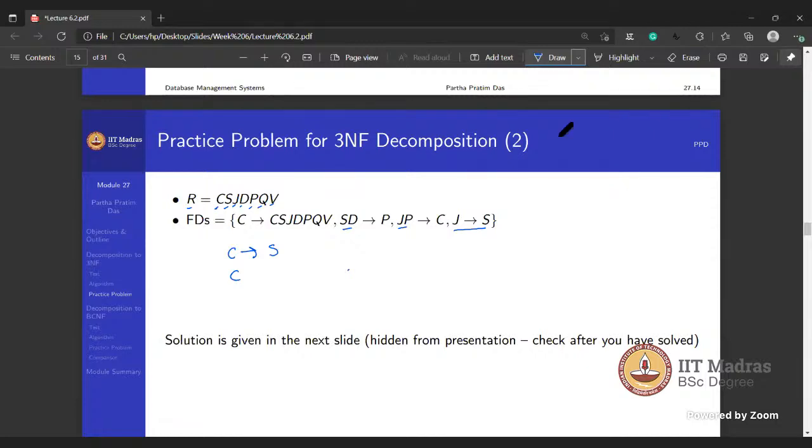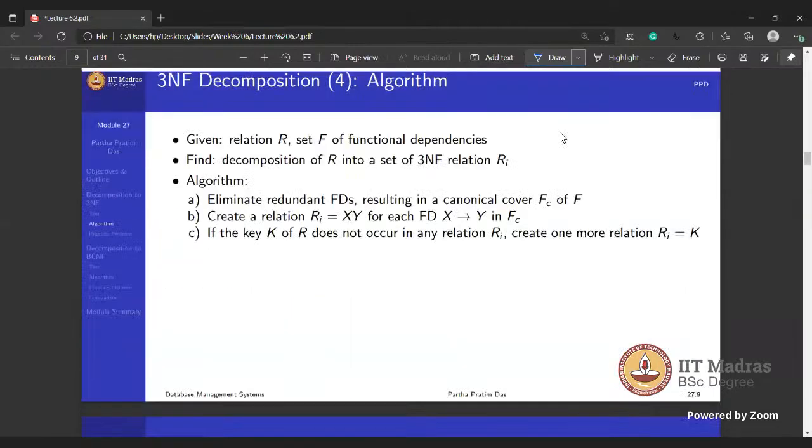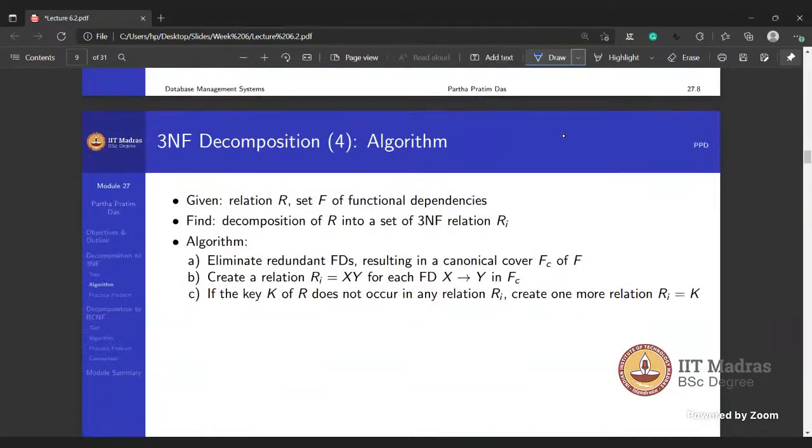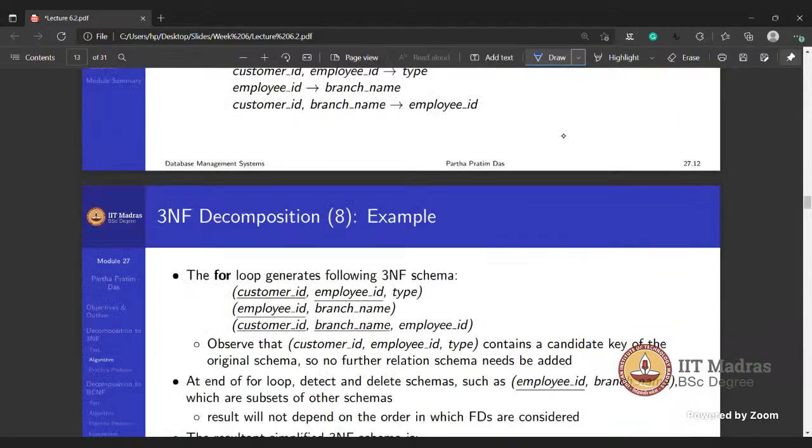And there is another method. You can decompose directly into third normal form. First we have to find a canonical cover. Then for every functional dependency, you have to make one relation. And at the last, you have to check if the candidate key is present in a relation Ri, then it's fine. Otherwise, make another relation Ri that has the candidate key. So let's solve this problem.